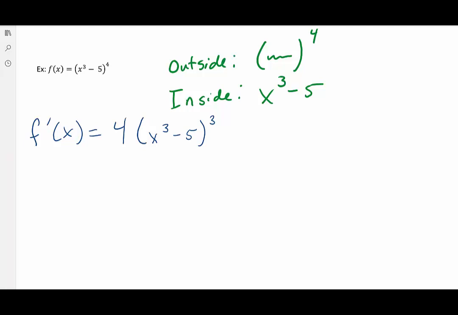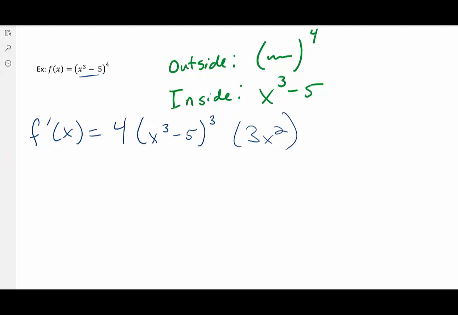And then now it gets multiplied by the derivative of the inside. And what do we say the inside is? The inside is just the x cubed minus 5. So what's the derivative of x cubed minus 5? Well, the derivative of x cubed is 3x squared, and the derivative of negative 5 is 0 because it's a constant.